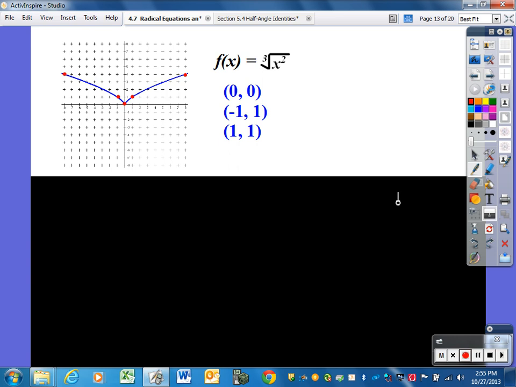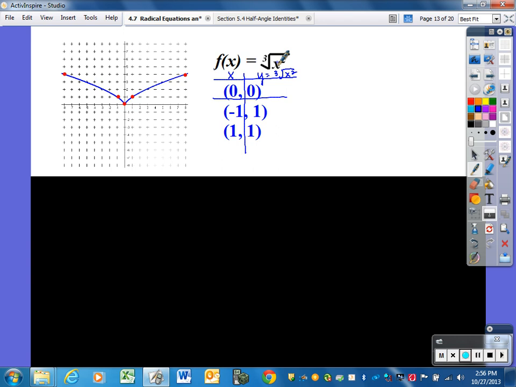Okay, let's look at 2/3, or cube root of x squared. My parent function is just that: y equals cube root of x squared. When I square 0, I get 0, cube rooted is 0. Square negative 1, I get positive 1, cube rooted is positive 1. Square 1 is 1, cube rooted is 1. If I would square 2, I'd have 4 cube rooted. Does that work?